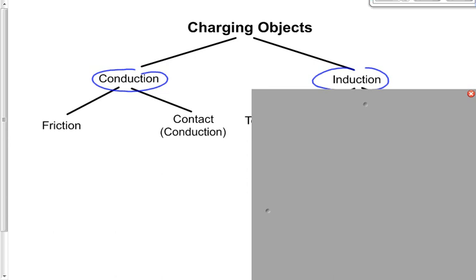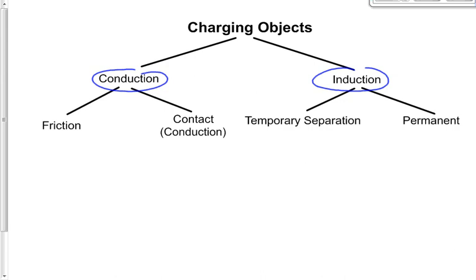Good. Charging by induction now. Two subcategories of that. We have a temporary separation of charge, and then we have the permanent charge. And they kind of go together in the sense that once we get the temporary separation, we just add some little thing to it, and it becomes permanent. Let's draw a couple diagrams here.